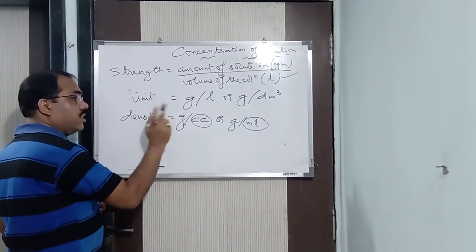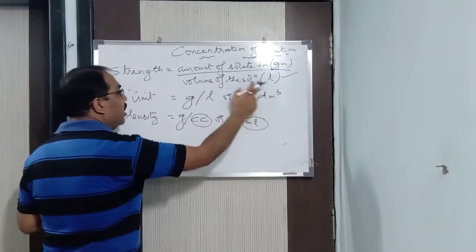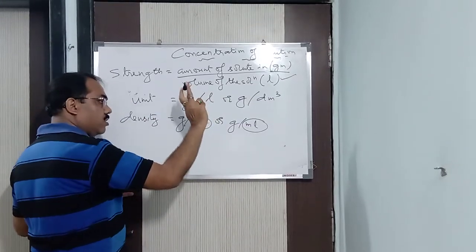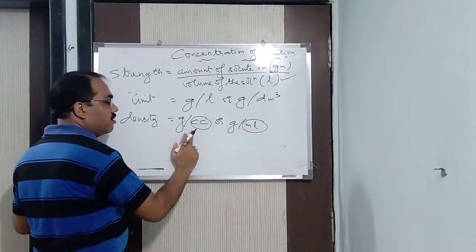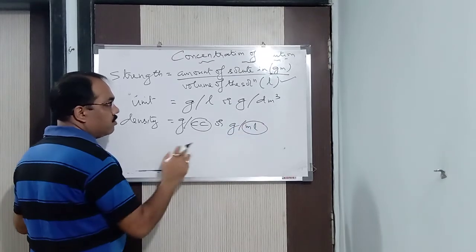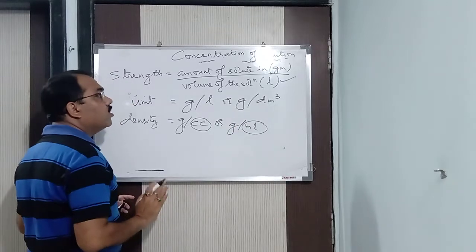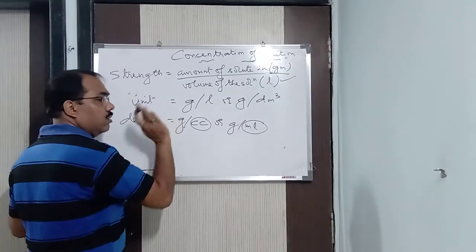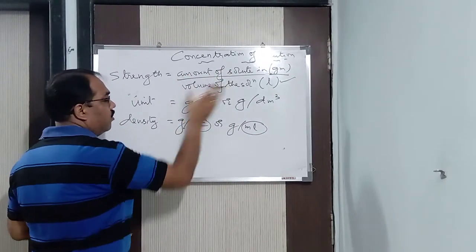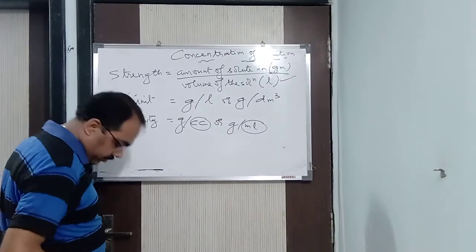In case of strength, again I say volume should be in liter, not any other unit. In density it may differ: cc, ml, meter cube. But in strength volume should be in liter or in decimeter cube. So that is called the strength of the solution. The solute is measured in grams and the volume of solution is in liters.